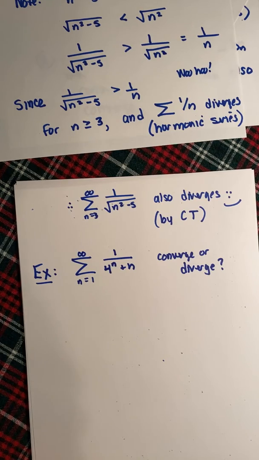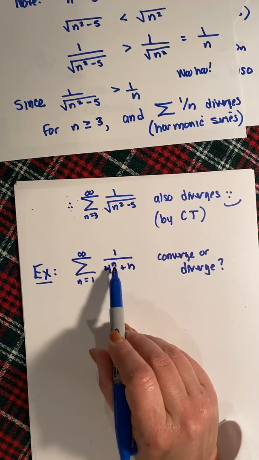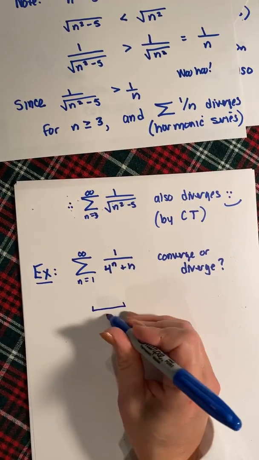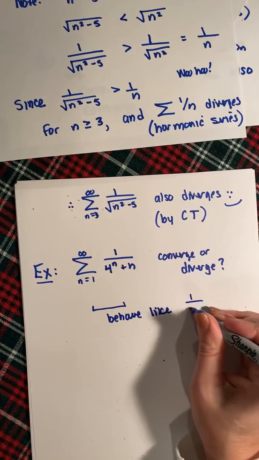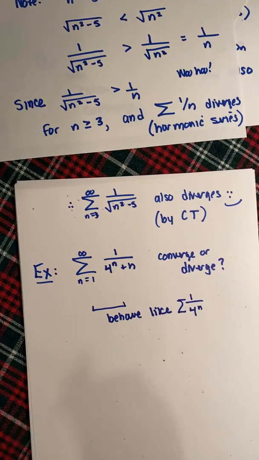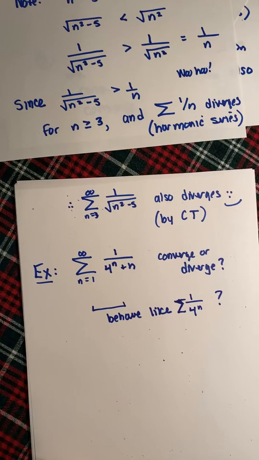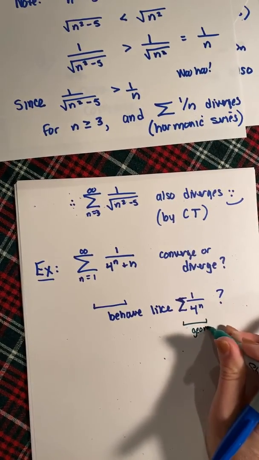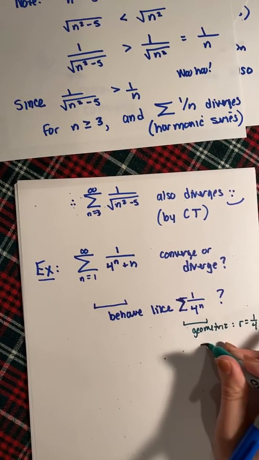All right, let's see. So my gut is to think, as n gets really big, this n is going to contribute, but 4 to the n, like 4 to the millionth power, is going to be really huge. So my gut is, does it behave like the geometric series 1 over 4 to the n? We know that this is geometric. We can rearrange it and get r to be 1/4, and so this converges.